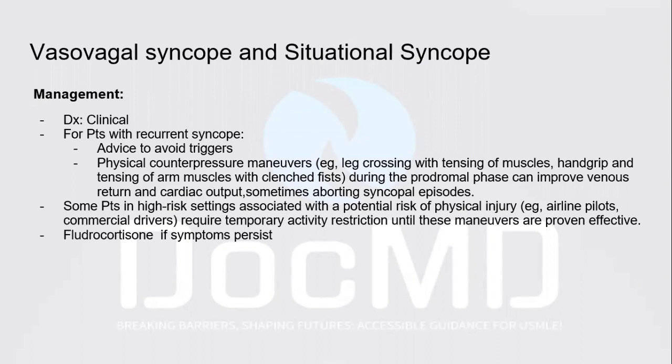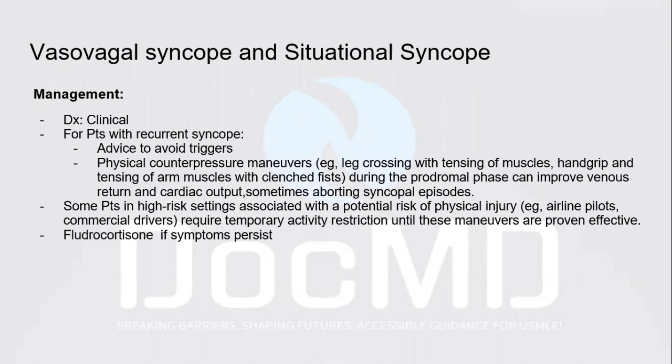And for patients with recurrent syncope, we have to counsel them. We have to advise them to avoid triggers, like standing in heat for a long time. Then physical counter pressure measures. These are basically maneuvers that help you get through this phase. So you keep doing them, and that's how you counter these types of syncope. Like leg crossing with tensing of muscles, hand grip, tensing of arm muscles.